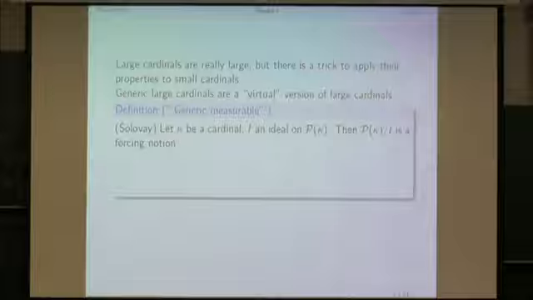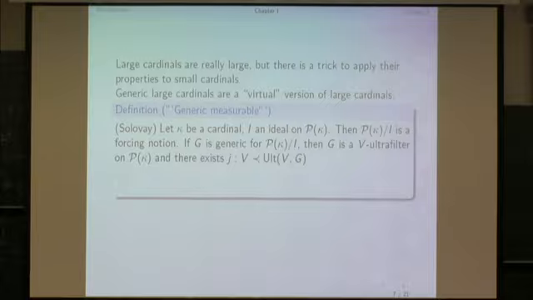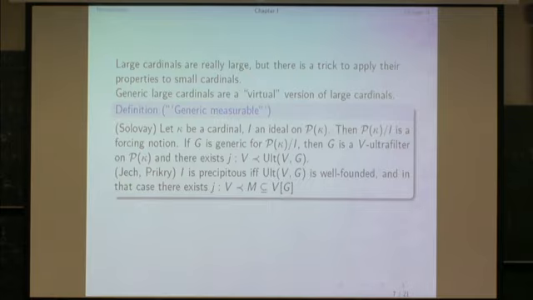So let kappa be a cardinal, I an ideal on the power set of kappa. Then the power set of kappa modulo I is a forcing notion. We can have a generic, and this generic will be a V ultrafilter on the power set of kappa. So we can make in the generic extension an ultraproduct, and we have j from V to the ultraproduct. This is still not enough, because maybe the ultraproduct is not well founded.